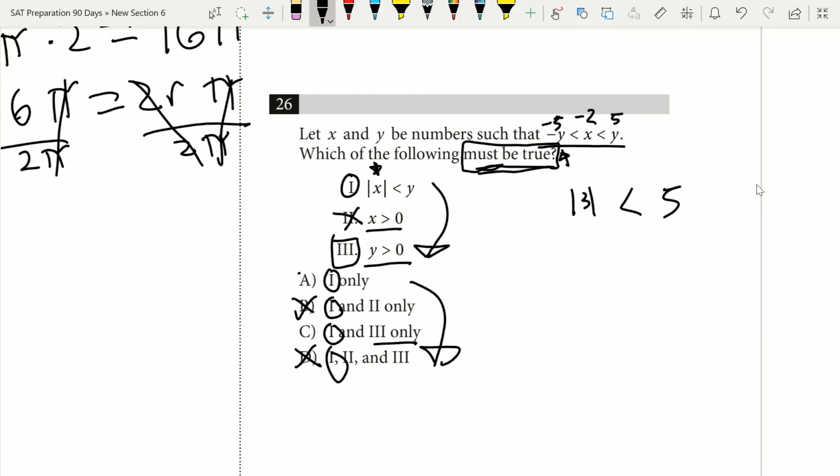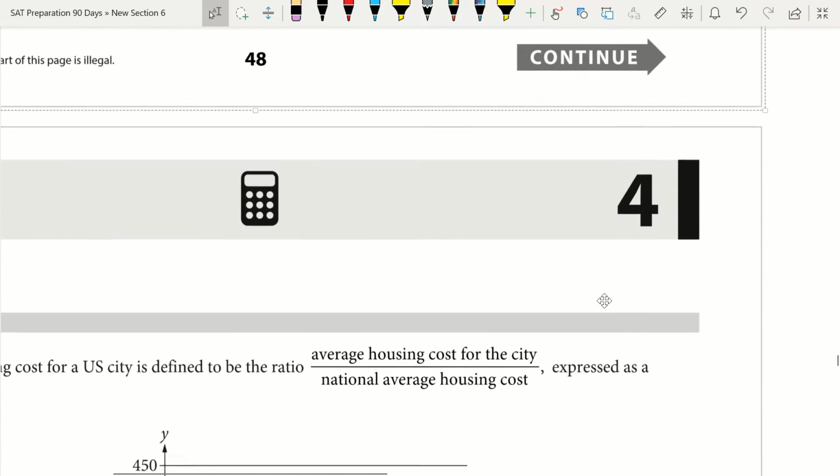Y has to be positive because it has to be greater than the negative version of itself, right? So let's pick negative 1 for y. If we had negative 1 for y and then we had negative y, this would make this 1. Is negative 1 greater than 1? It's not, so that's incorrect. So y is going to have to be greater than 0. So 1 and 3 will have to be correct, so our answer there is going to have to be C. All right, so that takes us through 26.